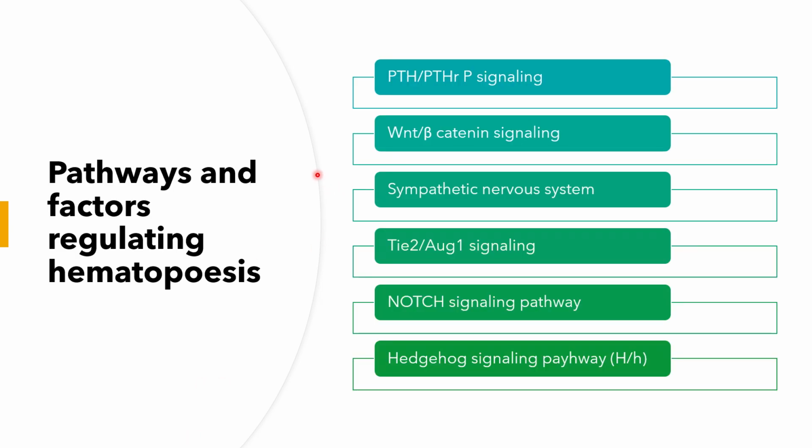To cover the topic of pathways and factors that regulate hematopoiesis, there is the parathormone or parathormone receptor PTH/PTHrP signaling pathway, WNT and beta catenin signaling pathways, the sympathetic nervous system, Tie2 and angiopoietin-1 signaling pathway, Notch signaling pathway, and Hedgehog signaling pathway. Now, this is an entire topic on its own, and it's not relevant to elaborate it over here because it would get the topic complicated. But just to complete the list, these are some pathways that we can study later, but there is no relevance of elaborating on this any further.